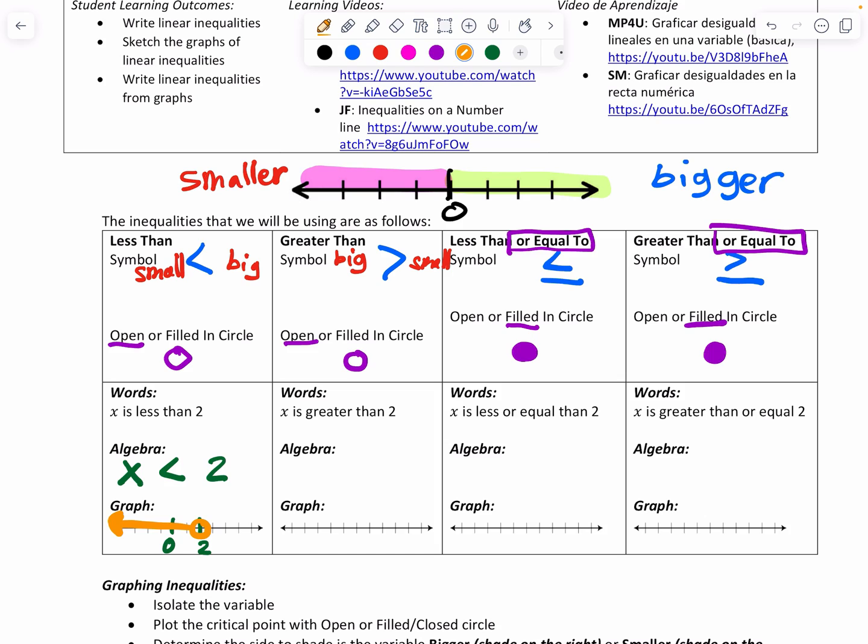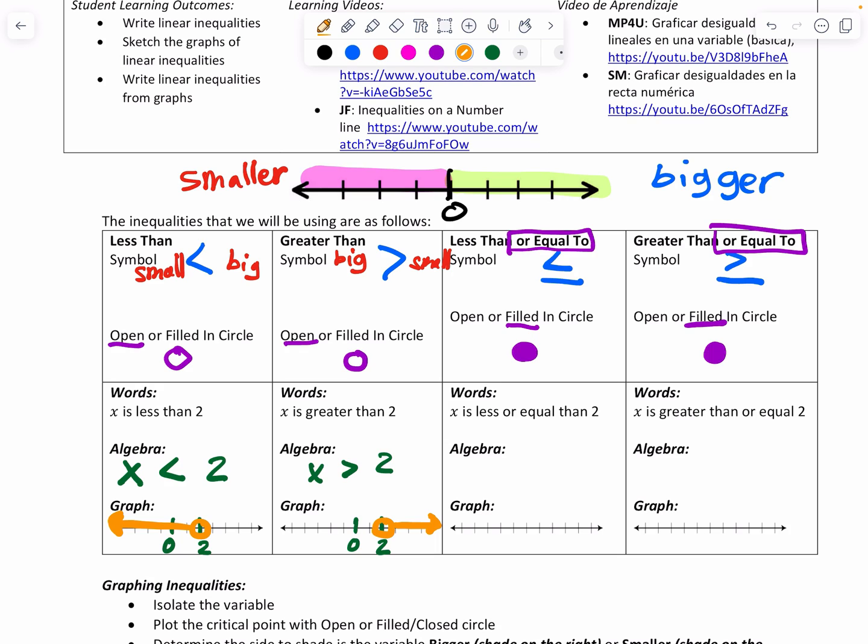Now if it says x is greater than 2, my symbol is going to be pointing the other way. X is greater than 2. So on my number line again, if I have 0, here's 2, I'm going to put an open circle on the 2, and everything to the right of that, everything bigger than that, would be included. So I would go to the right and put an arrow.